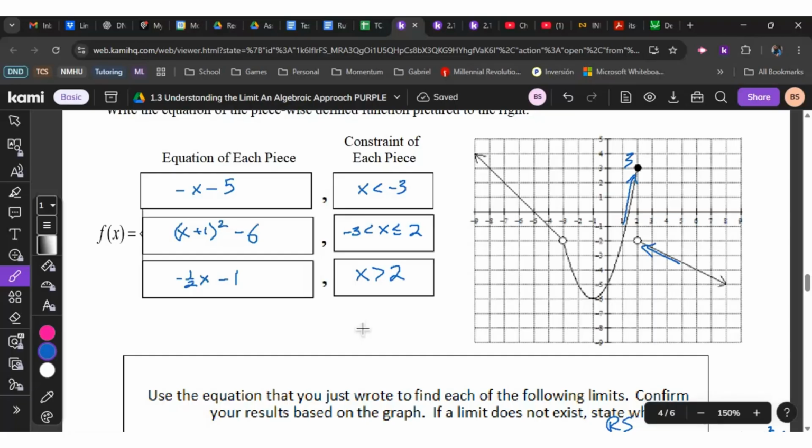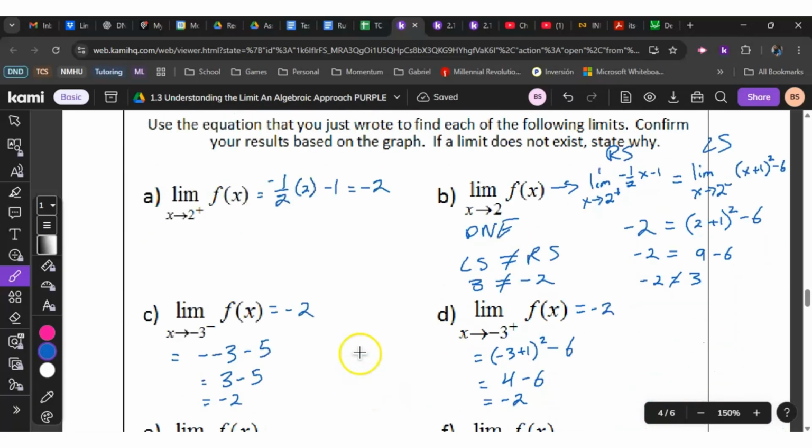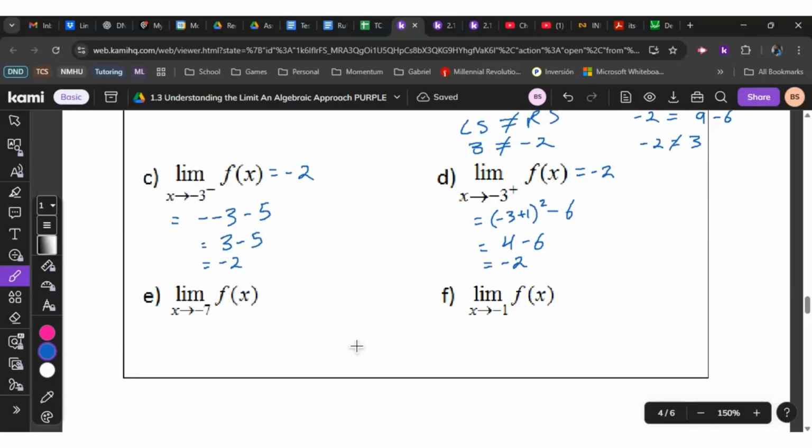Maybe I'll have to check. So at -7, is it only here? No, it's just the one that it touches. In this case, it's only going to be -7 because it's not a boundary point. I only have to use this particular function. There's only one function at -7. So this is going to be -7 minus 5, which is -12.